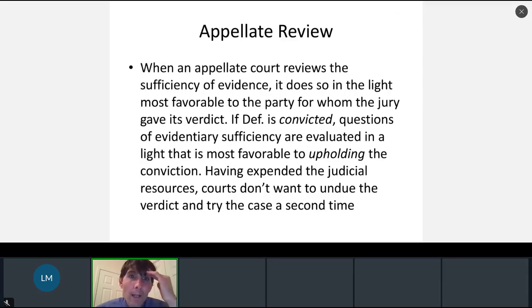Appellate review. When an appellate court reviews the sufficiency of evidence, it does so in a light most favorable to the party for whom the jury gave its verdict. So if the verdict, of course, it's going to be the defense appealing, and of course, the jury would have handed the government a guilty verdict. If the defendant is convicted, questions of evidentiary sufficiency are evaluated in a light that is most favorable to upholding the conviction. Having expended the judicial resources, courts don't want to undo the verdict and try the case a second time.